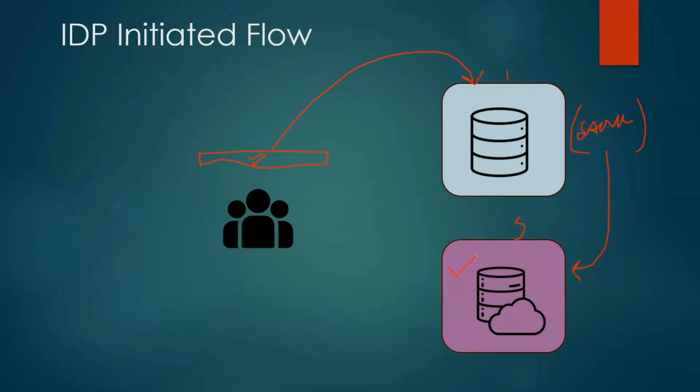Okay, then a response is sent by the IDP to the SP, and the SP receives that response, completes the authorization process, validates the user, and grants them access. So this is one way in which SAML works.